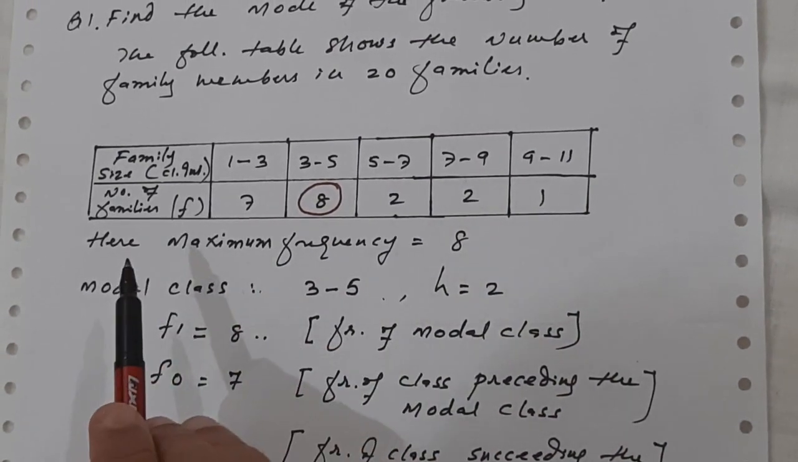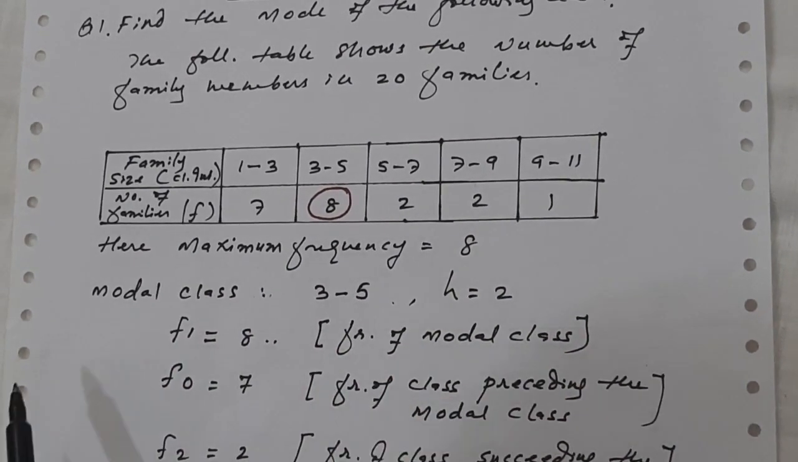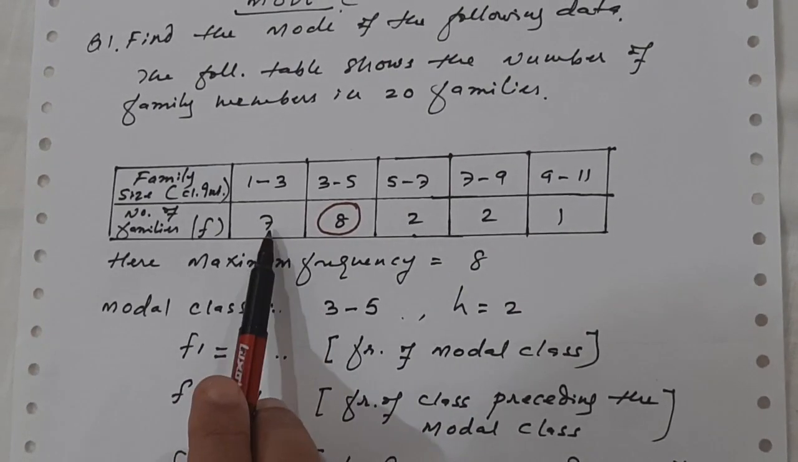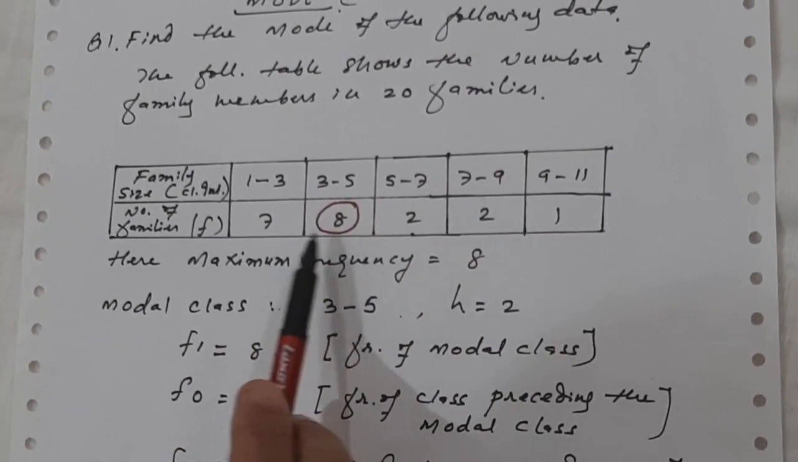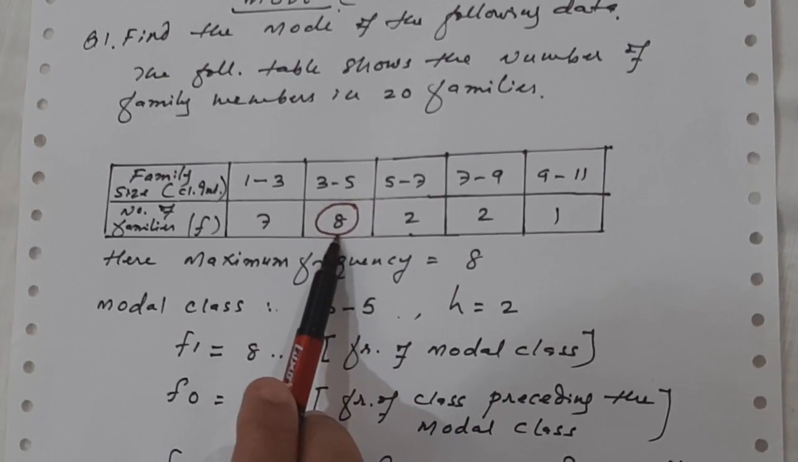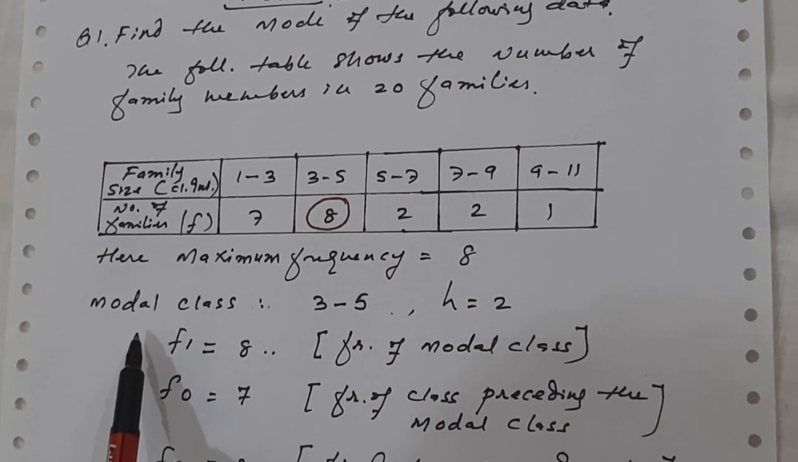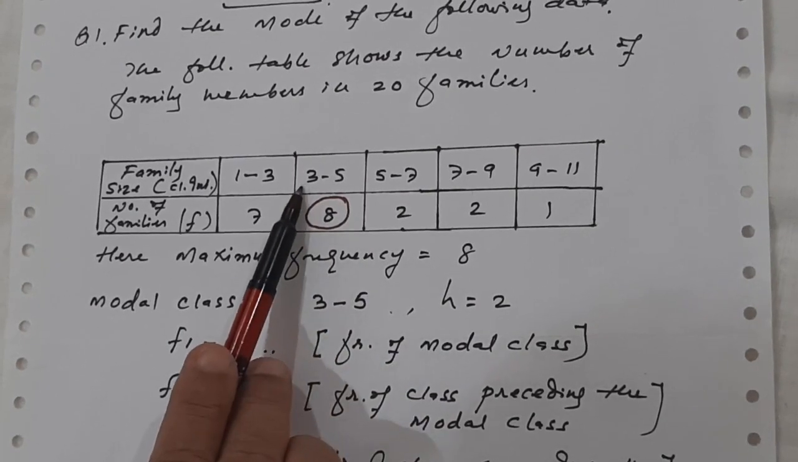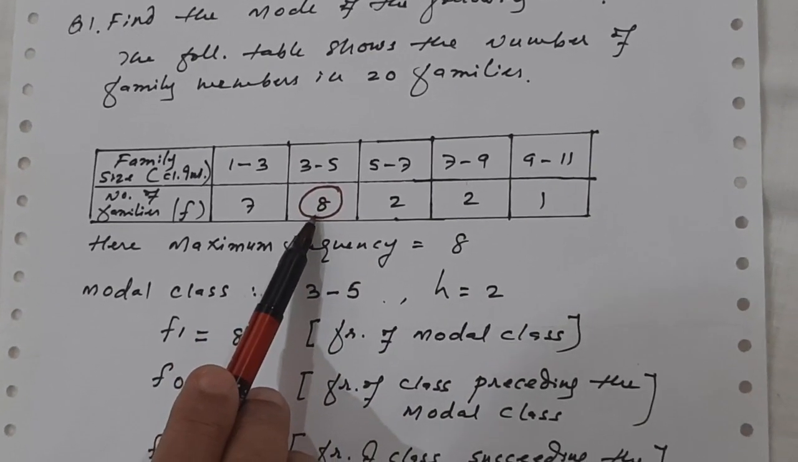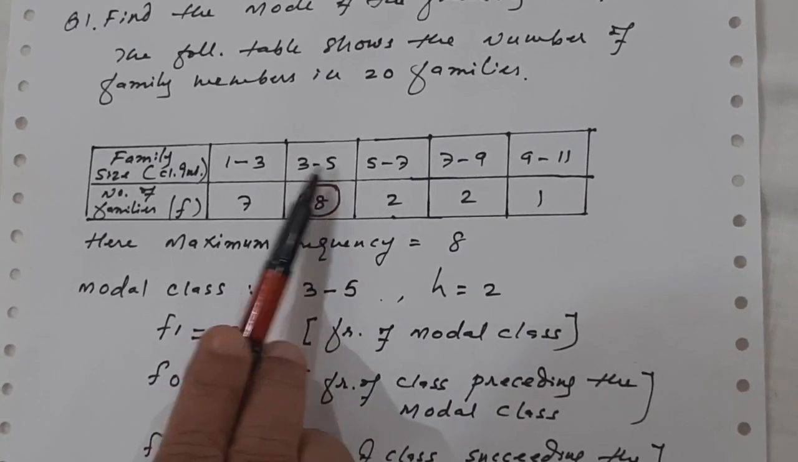That is the maximum frequency, but here we have to calculate. So let us find out which is the maximum frequency. Maximum frequency is here 8. So you write down the maximum frequency 8. And the modal class: take the class interval where the maximum frequency occurs. So the modal class will be 3 to 5.